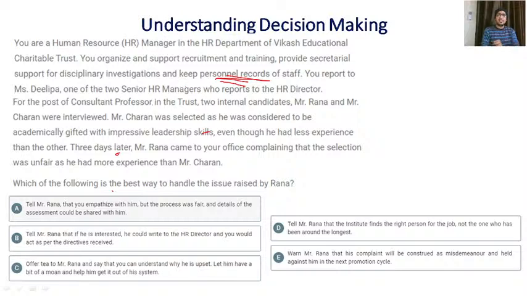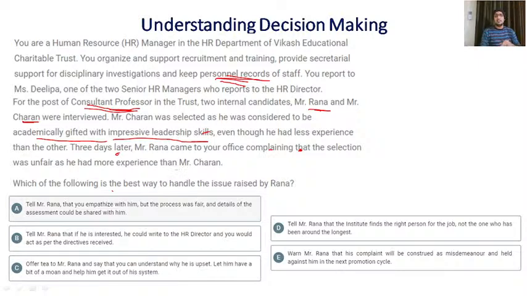For the post of consultant professor in the trust, okay, this is one of the posts for which I have 2 candidates, Mr. Rana and Mr. Charan, who were interviewed. Mr. Charan was selected as he was considered to be academically gifted with impressive leadership skill. Charan was selected because he had good leadership skills, even though he had less experience. Which means the experience of Rana was higher than that of Charan. Still, Charan was selected because he had better leadership skills.